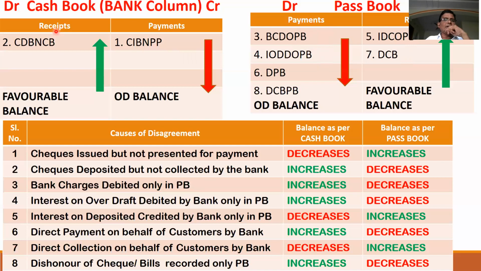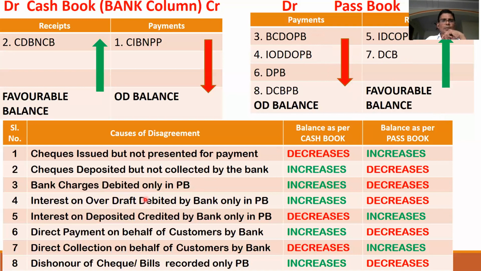So when a check is a receipt for us, it becomes a payment to the customer. So whenever the bank charges, the bank automatically debits, and the passbook balance decreases. Bank charges are debited only in the passbook, so the passbook balance decreases, but the same is not entered in the cash book, so the cash book balance increases.